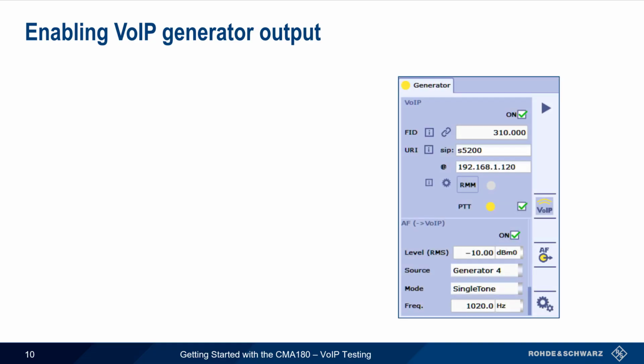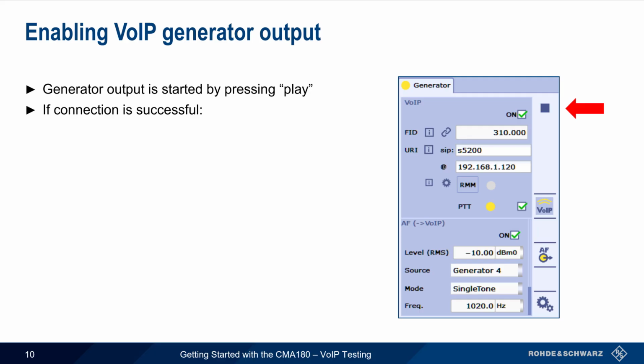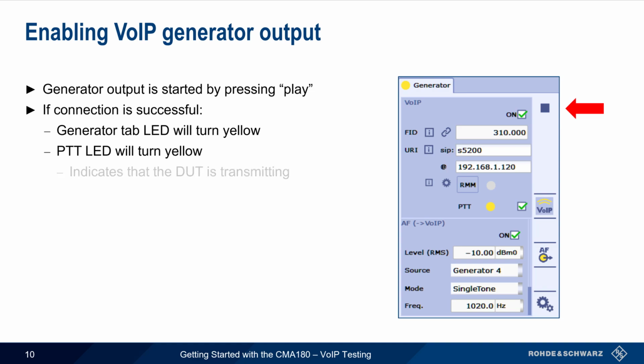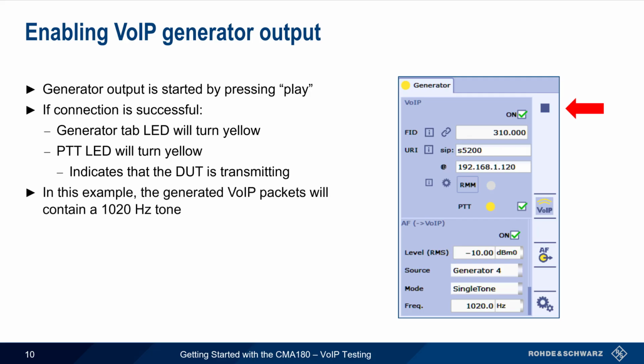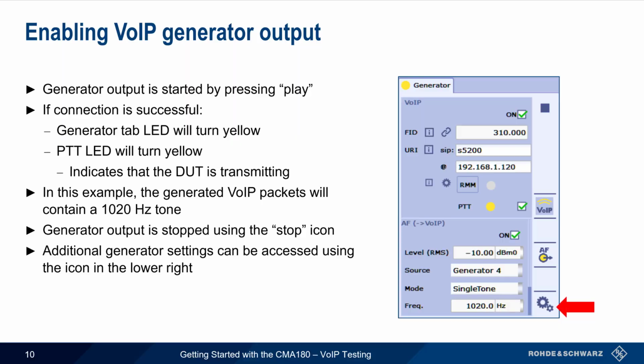Once these boxes have been checked, generator output is started by pressing the play button within the generator window. If the connection is successful, the generator tab LED will turn yellow. The PTT or push-to-talk LED will also turn yellow, and this indicates that the DUT is transmitting. With the example configuration shown here, the VoIP packets generated by the CMA will contain a 1020 Hz tone. The stop icon can be used to halt generator output. Additional generator output settings can be accessed using the icon in the lower right corner of the dialog.